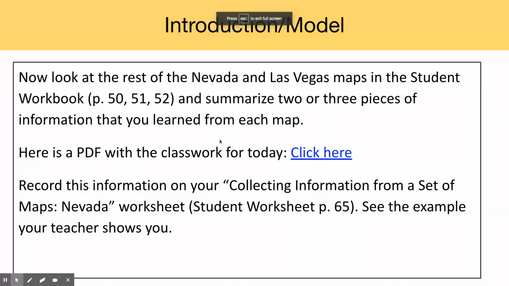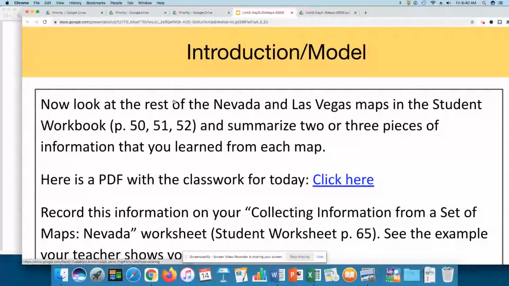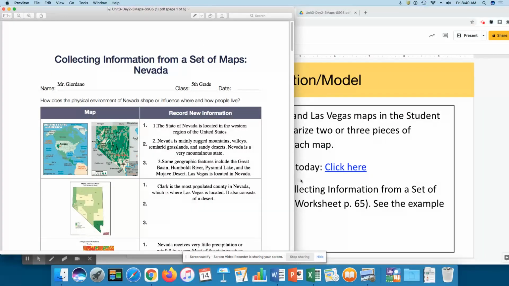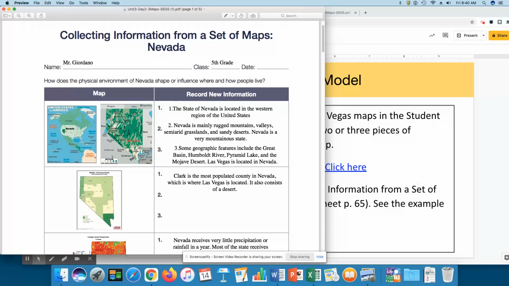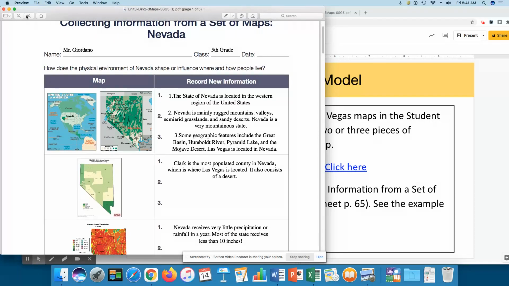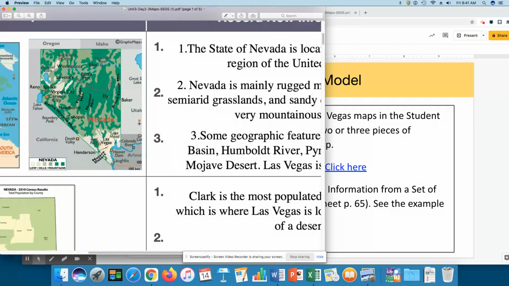Okay, now let's take a look at Nevada and begin to summarize two or three pieces of information that we learned from the map. As we do that, we're going to record this on the worksheet and the classwork assignment that I just reviewed with you that is attached in the PDF. Let's turn to our classwork and take a look. Here's what we have so far. So far, we've talked about these two maps, and we've taken away some important information, some key summary facts, based on these two maps. If we scroll down, we'll see some more information provided to us in new maps. Let's zoom in and take a look.